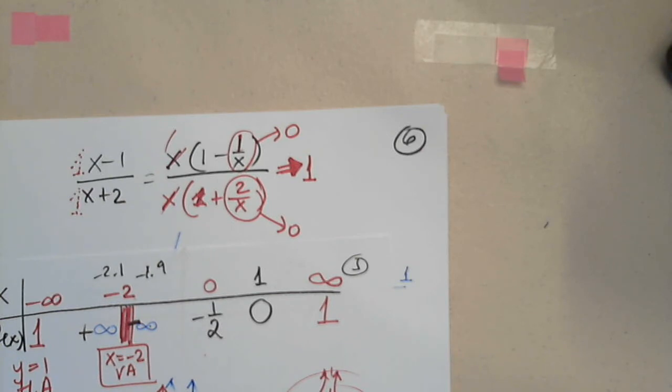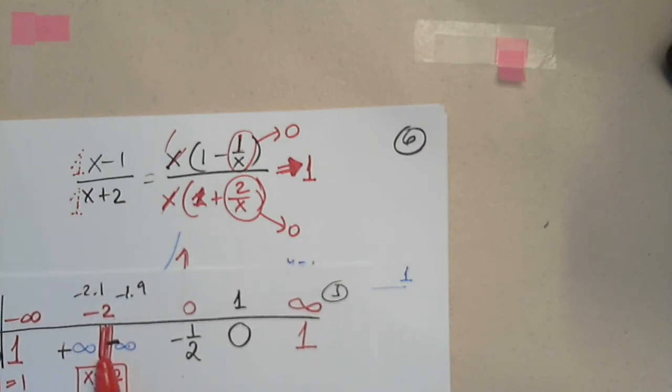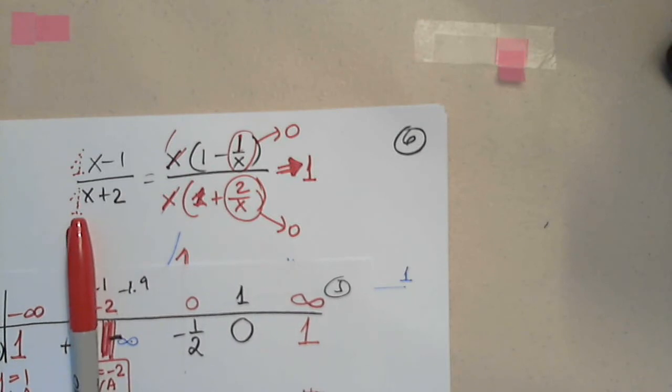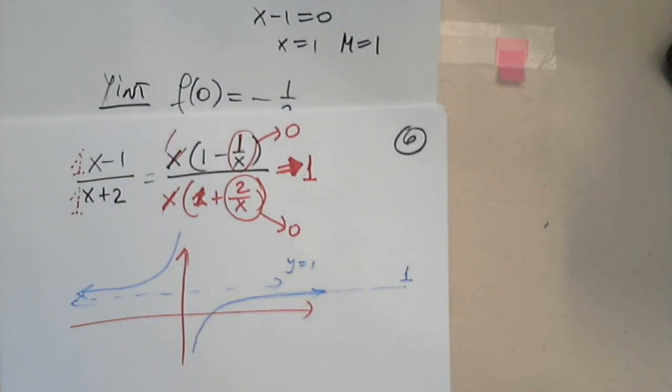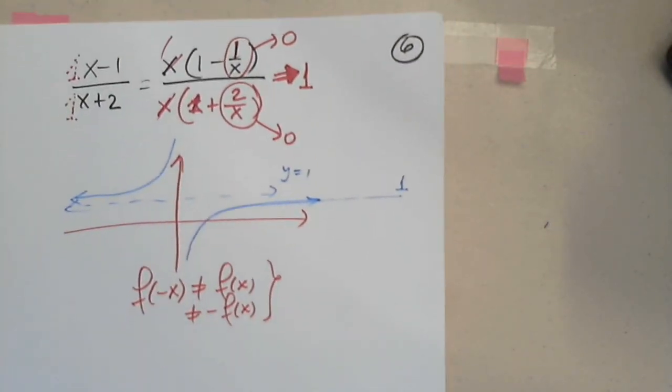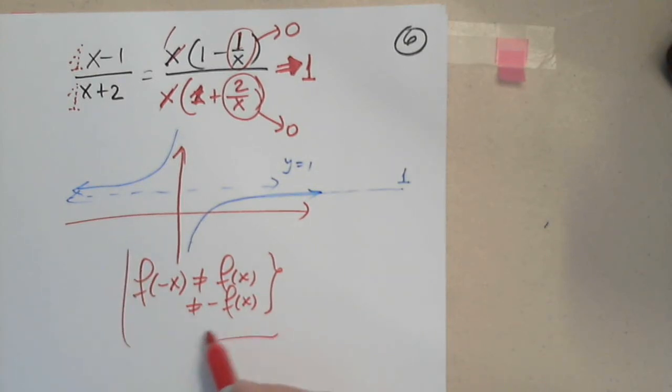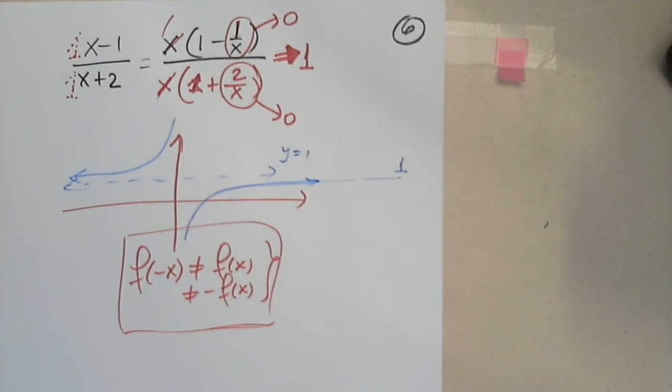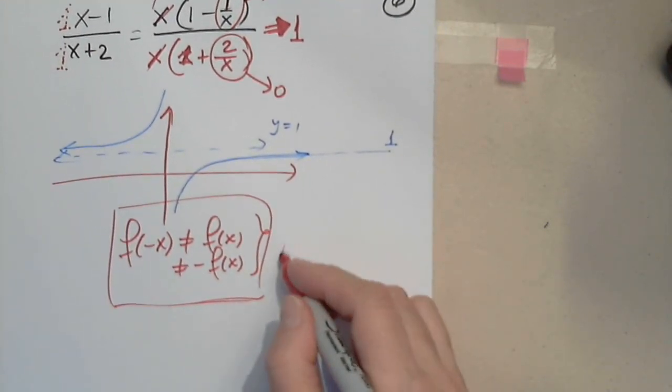So this function is not symmetric. It cannot be symmetric if it has a vertical asymptote at -2. But I have to write that. F of negative x does not equal f of x. We wrote this like 15 million times already. We wrote this many times before. So not symmetric.